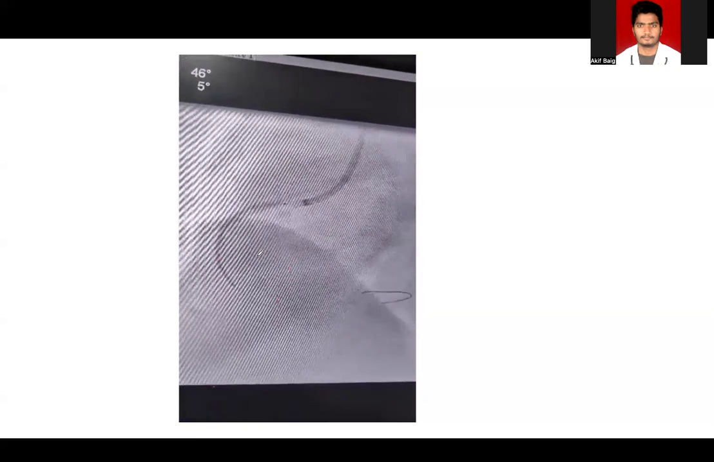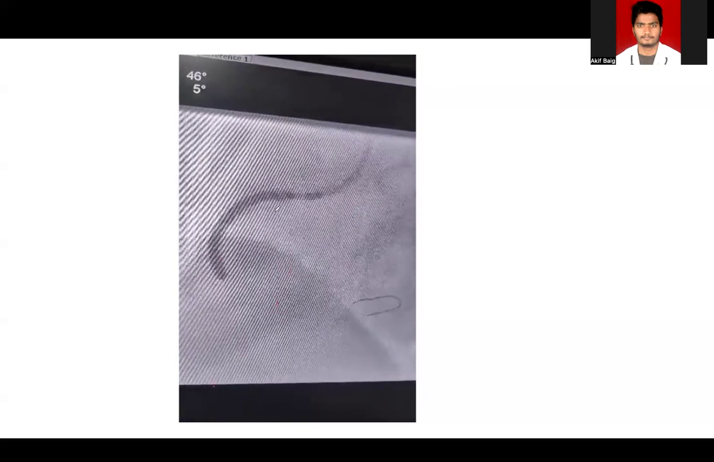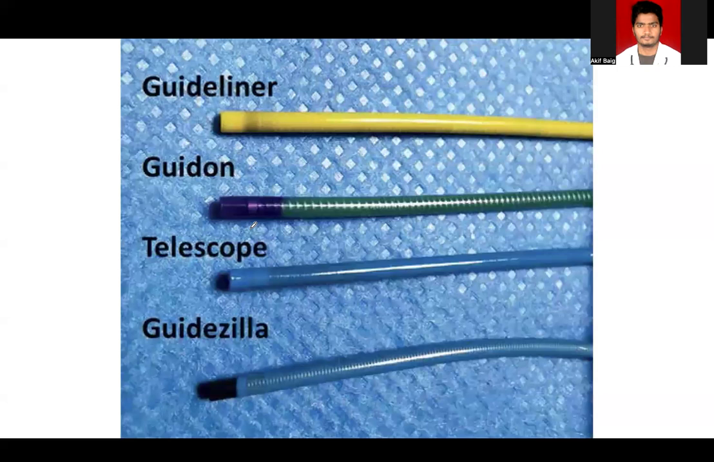Then the stent was taken. So we took a stent of size around 3.5 into 38 millimeters, and the stent was deployed. Now we are doing the post dilatation, which you can see here, and the final result you can see here. So that was a very good result which we got.